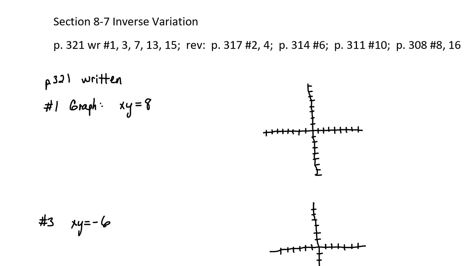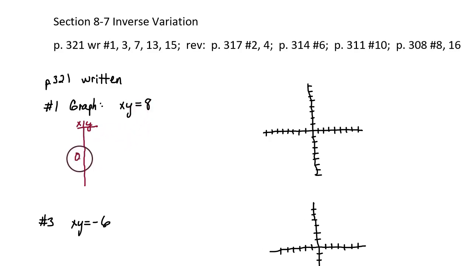Here are the answers for the section A-7 homework. For question 1, we're asked to graph this. X times y is equal to 8. We can do this by making an XY table, but we need to make sure we have enough numbers in the table to represent this situation. Otherwise, we might get only one piece of the answer and totally miss the other piece.